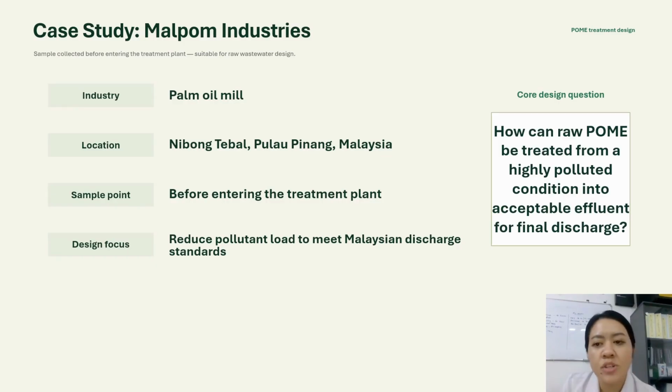This case study is suitable because the wastewater sample was collected before entering the treatment plant. This means the sample represents raw wastewater, or the worst condition before treatment. The main design question is how to reduce the pollutant load so that the final effluent can meet Malaysian discharge requirements.